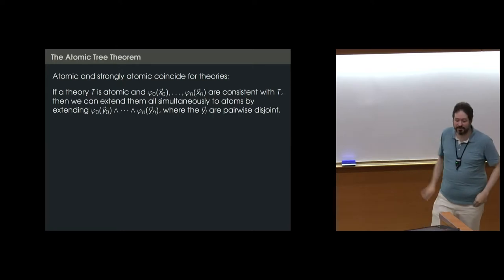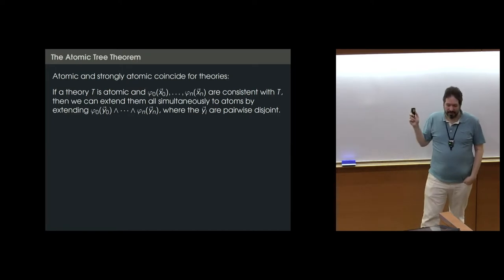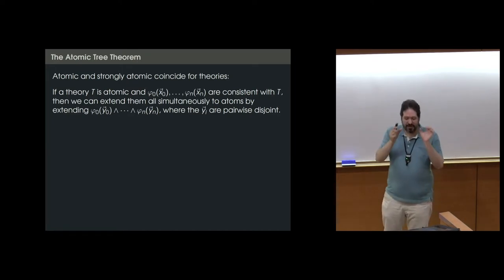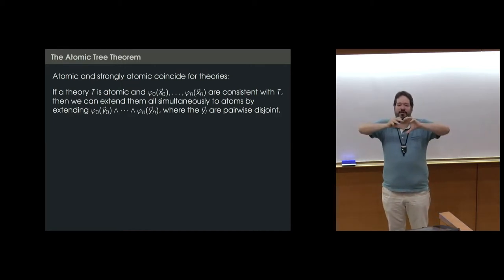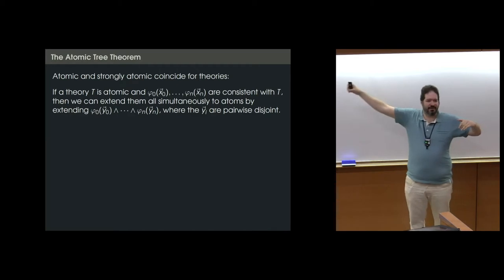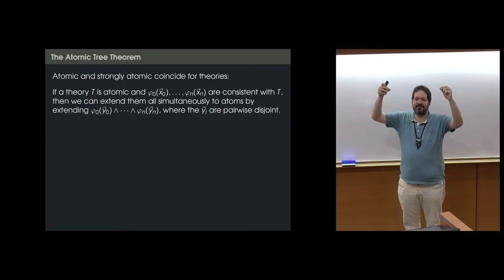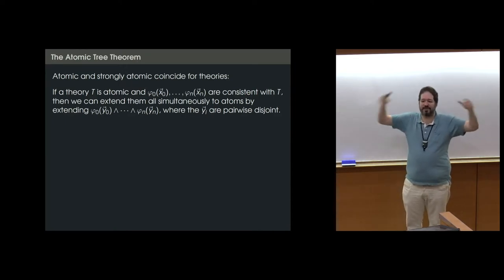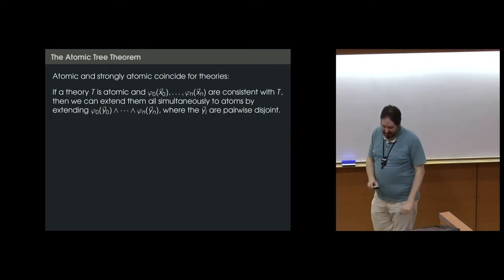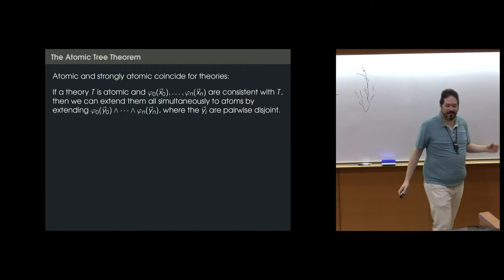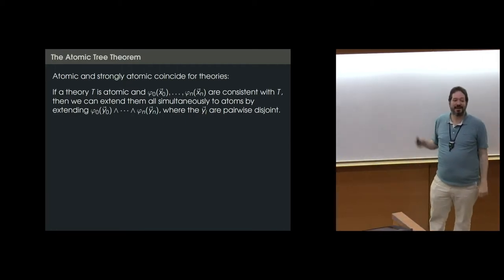And in fact, that's what happens for theories. Why didn't I define strongly atomic theory? Well, because I don't need to. If you have an atomic theory, and you give me finitely many formulas consistent with T, take the conjunction of all of them. Just change the variables to make sure that the variables of all of them are disjoint. Take the conjunction. That's a single formula. If I can find an atom extending that one, from that one I can produce atoms extending all the other ones by existentially quantifying out the other variables. So in the situation of theories, there's no difference between atomic and strongly atomic because finite collections of formulas are single formulas.